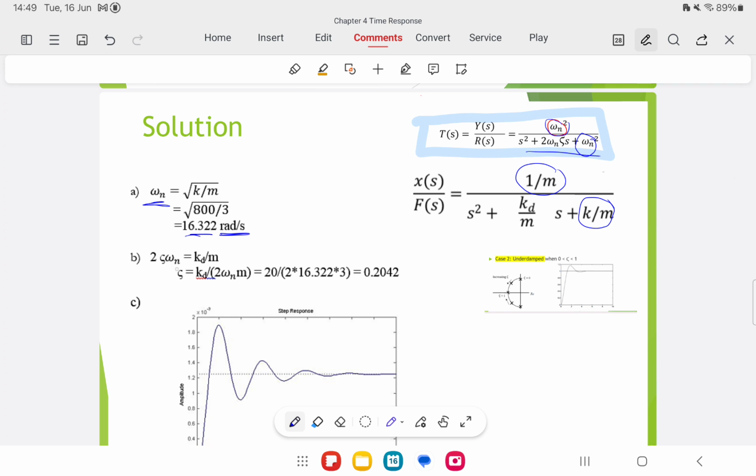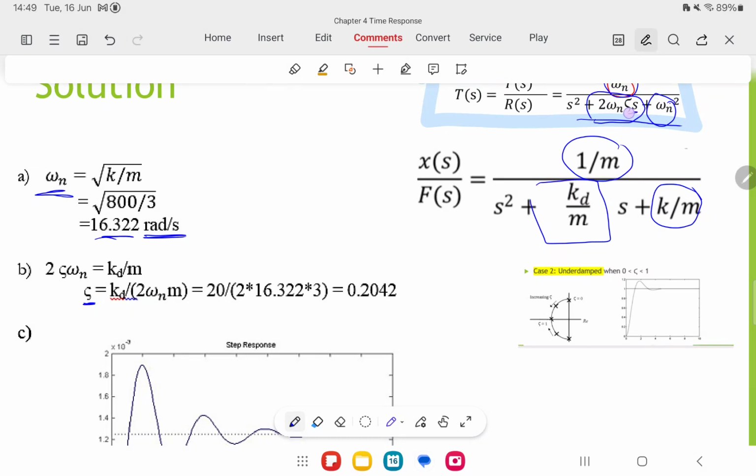Okay, and then nak cari dia punya zeta, damping ratio value. Okay, you compare yang tengah ni pula. Okay, with this one. Sebab yang ini dia ada S, so kita tak ambil lah S tu. So you tak ambil S tu, and then you compare this one.